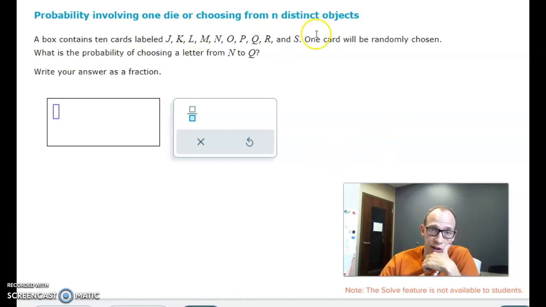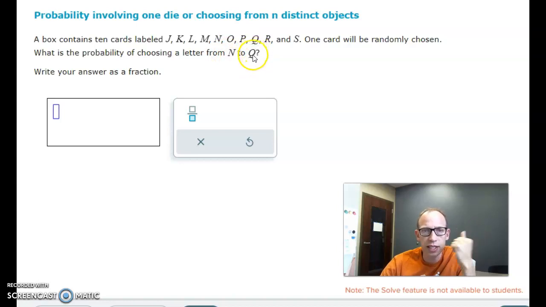So here we have 10 cards. One card is randomly chosen. What's the probability of choosing a letter from N to Q? So let's think about successes. How many successes are there? And we have N, O, P, and Q. There's 4 that are within that range.